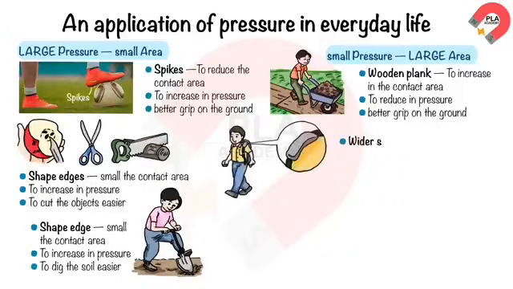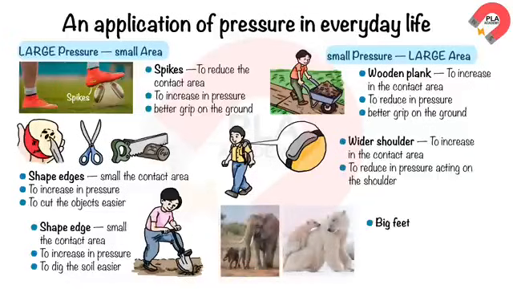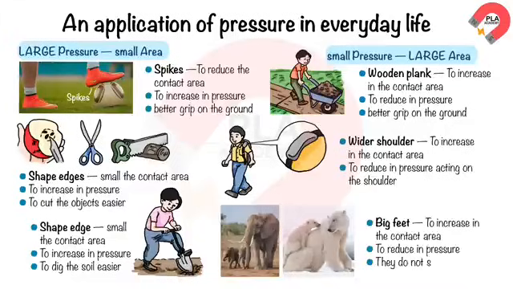The wider shoulder pad has a large area, which reduces the pressure that acts on the shoulder. The elephant and the polar bear have big feet, which creates a large surface area of contact with the soft ground or snow. This reduces the pressure, so they do not sink too deeply.